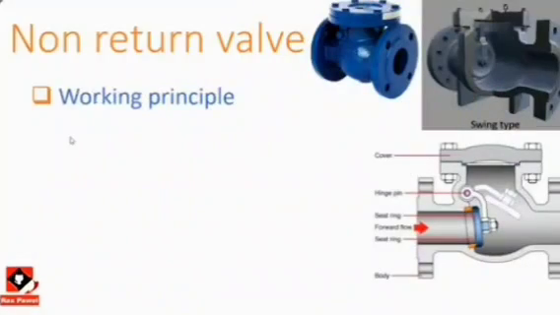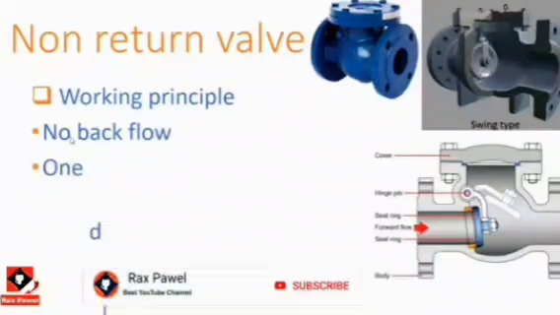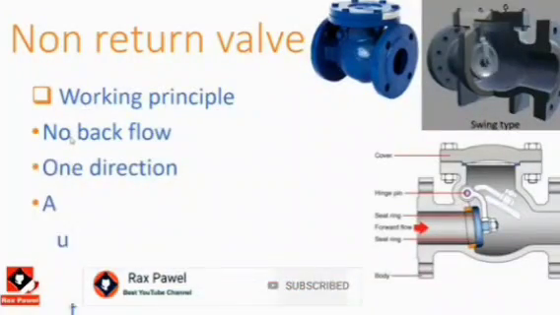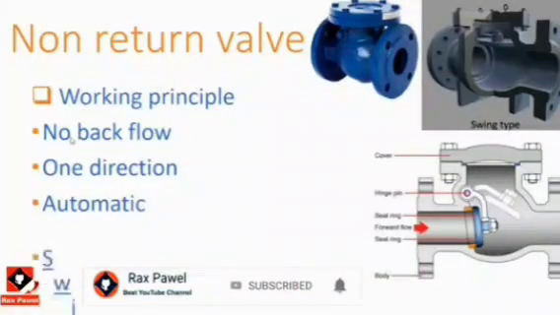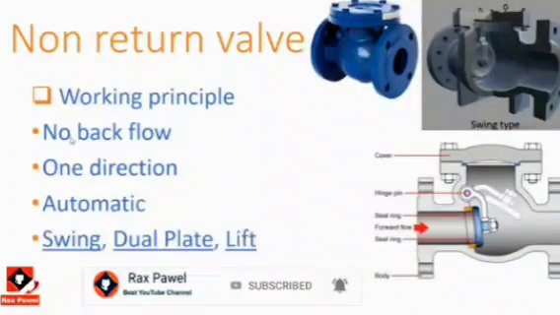Working principles of non-return valve, also known as check valve. The function of this type of valve is to prevent backflow by a moving seating ring. They allow flow in only one direction. Usually these valves are essential after a pump. These valves work automatically, like during a power cut. There are three types: swing, dual and lift.